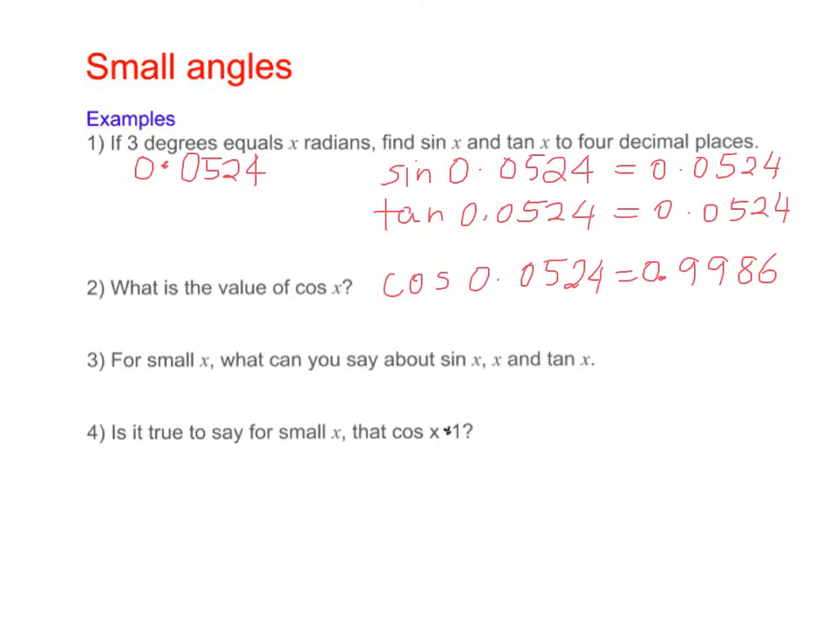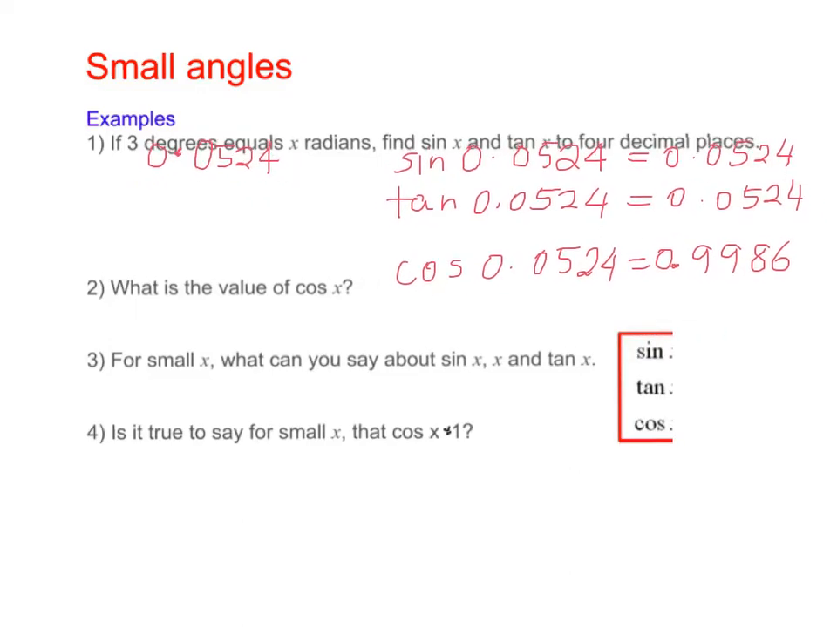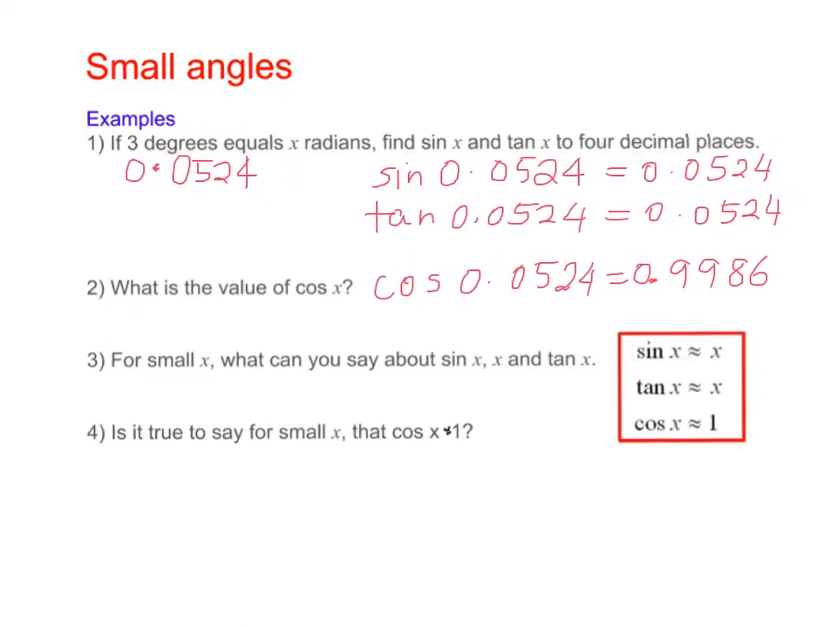Yeah. So for small x, so for small angles, what can you say about sine x, tan x, and cos x? Well, we can say that sine x is approximately equal to x, tan x is approximately equal to x, and cos x is approximately equal to 1. So is it true that for small x that cos x is approximately equal to 1? Yes. So that's for small angles.